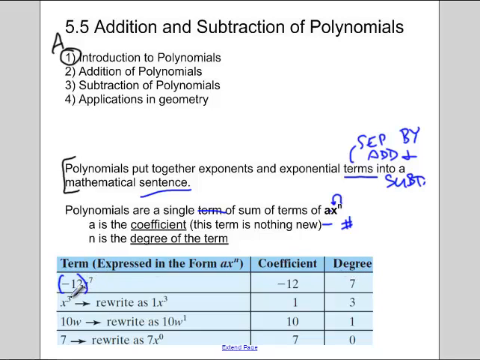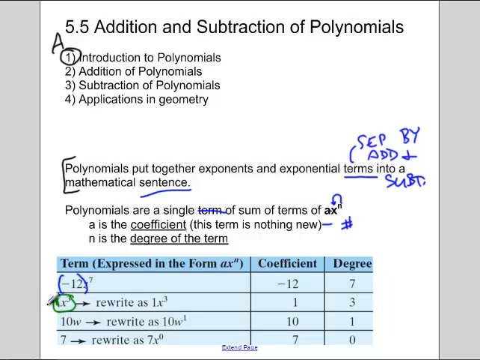Let's take a look at another term here. Some of these are maybe throwing some curveballs at you, but let's look at this one here, x cubed. We have to understand that if there's nothing in front of that x, we have to assume that there's a 1 in front of it.